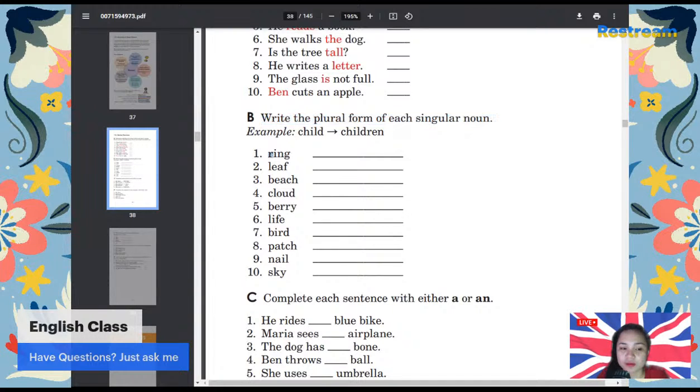Okay, so for the first word, we have the word ring. So this is the singular noun of ring. How can we make it into plural form? Remember, if it ends with a consonant like this, you will just add a letter S. So it will be rings. I cannot type it here, but there you go, rings. Let me type it in the chat box or in the comment section so you can see.